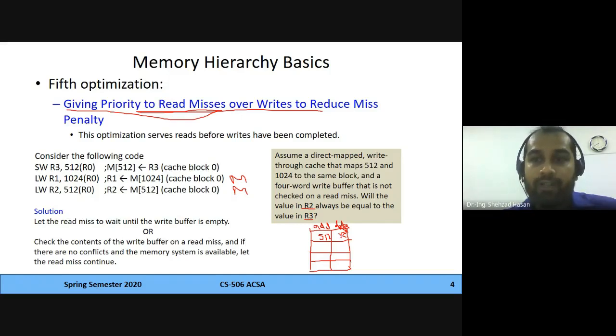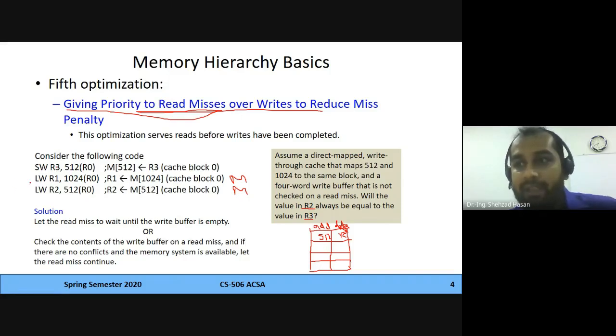This is going to take a lot of time, and the CPU is going to wait a lot, right? The second solution is to check the contents of the write buffer on a read miss. If there are no conflicts and the memory system is available, let the read miss continue. So you're going to check the address fields of the write buffer. If there are no conflicts, that is, that particular address is not available in the write buffer, then you are going to let that operation continue.